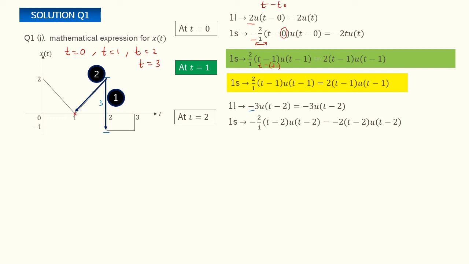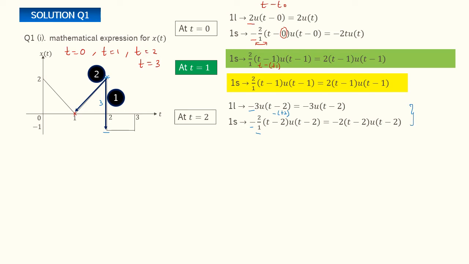Okay, move on to the next slope, another slope connected at t equal to 2. It's pointing downward, so it's negative. The gradient is y over x. And then t minus t naught, where the line begins at positive 2. So the equation becomes minus (t minus 2)u(t minus 2). So these are the two equations at t equal to 2.